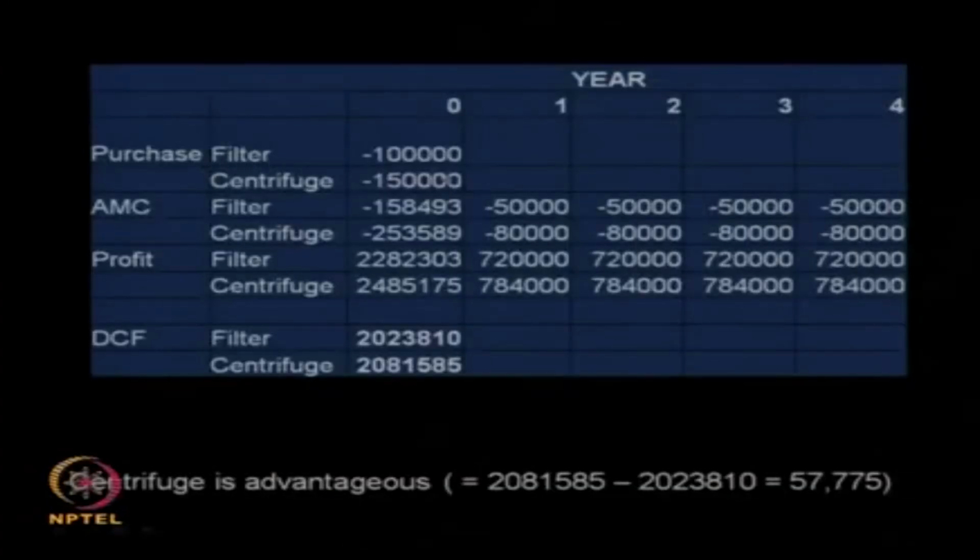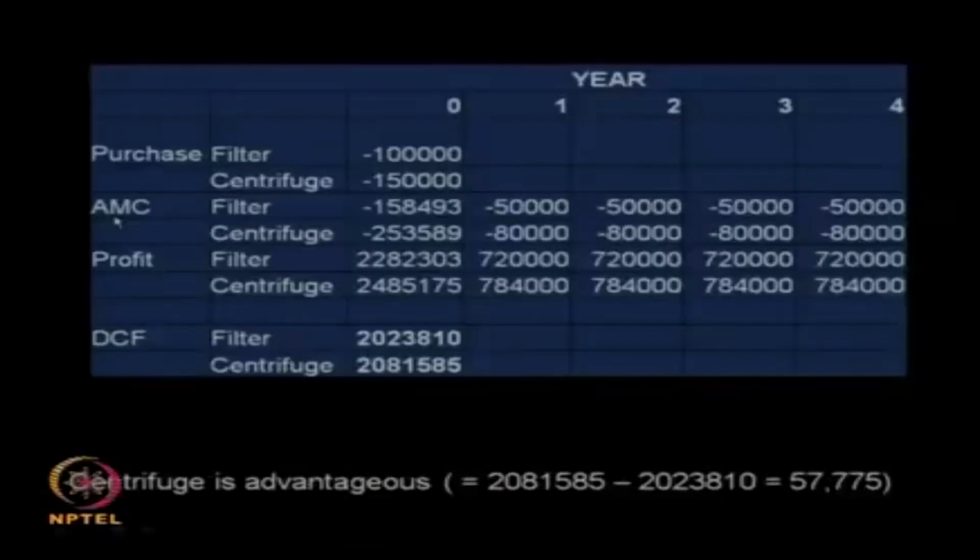If you are purchasing a filter it is 1 lakh, and if you are purchasing a centrifuge it is 1.5 lakh. We put a negative term here because we are spending when we purchase the item, and we put a positive term if it is a profit, or if the cash is coming to us. It will be negative if the cash is going away from us. Now you have the annual maintenance contract. The filter will be 50,000 rupees every year and the centrifuge will be 80,000 rupees every year. That means we have to spend more in maintaining the centrifuge every year.